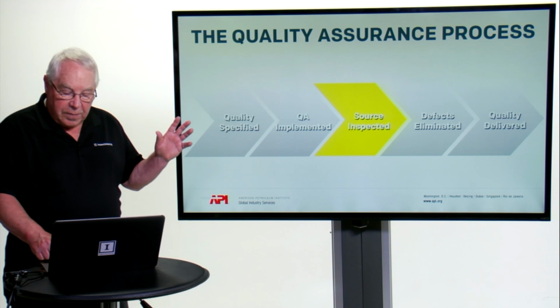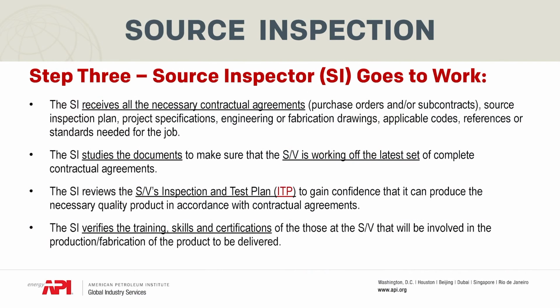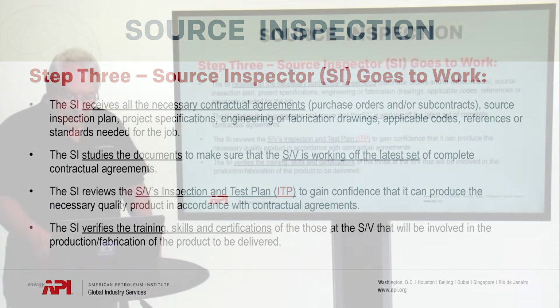Source inspection, that's the third step. This is where the source inspector really goes to work. The source inspector receives all the necessary contractual agreements, and those are a number of documents like purchase orders, subcontracts, the inspection plan, project specifications, drawings, applicable codes, virtually everything that the source inspector will need in order to make sure that things are done right in the shop before any equipment is shipped to the project site.